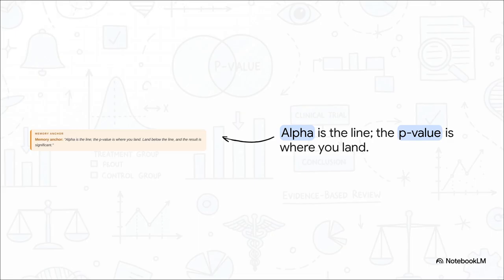And here is your first essential memory anchor. Repeat this to yourself. Alpha is the line, and the p-value is where you land. If your p-value lands below that alpha line, say you get a p-value of 0.03 against an alpha of 0.05, you've got a statistically significant result. But quick side note, always remember that statistical significance does not automatically mean clinical importance. A tiny, practically meaningless real-world benefit can totally be statistically significant if the study is just massive enough.